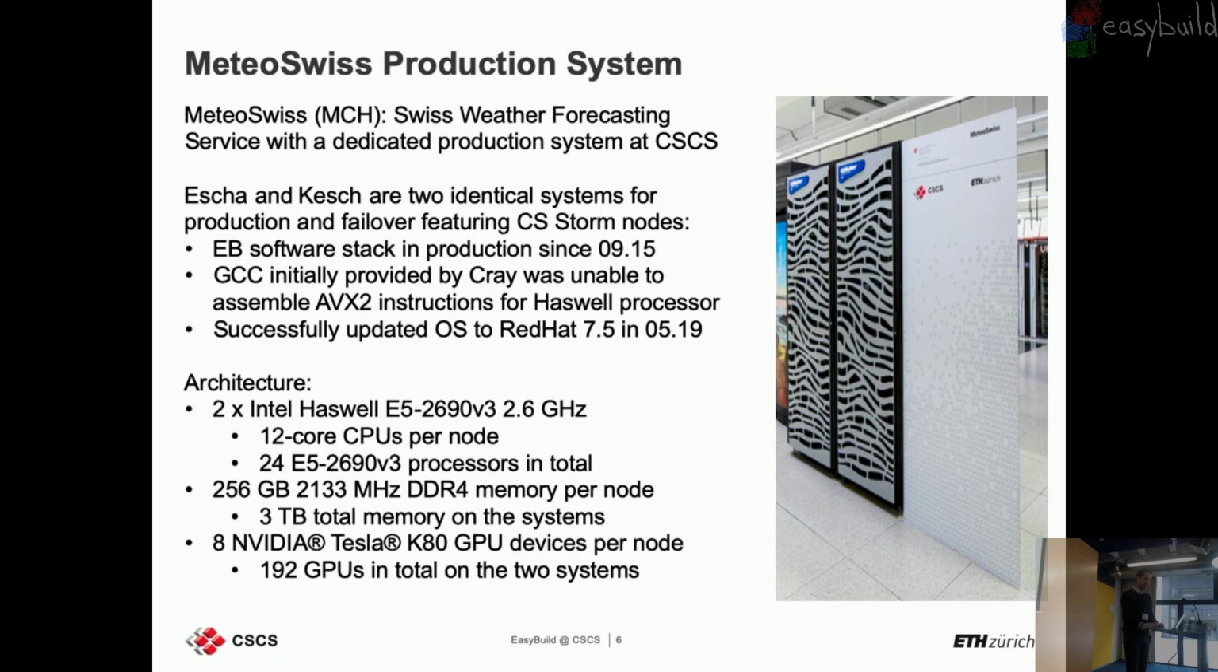Just the summary of the architecture: it is based on Intel Haswell processors, so two processors per node on a total of 12 nodes, so a total of 24 processors on the two systems. We also have fat nodes, with 256 gigabytes of memory per node, and 8 NVIDIA Tesla GPUs.